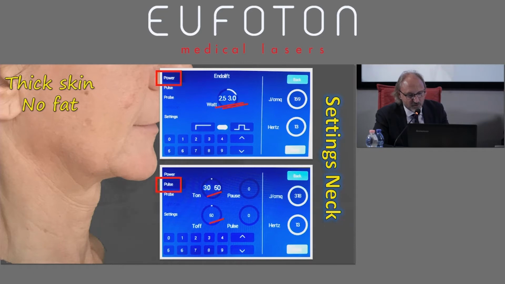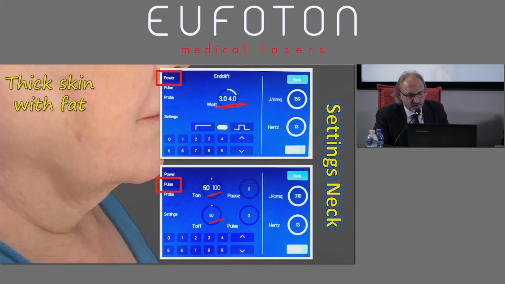And also more bulky tissues, up to 3 watts, up to 50 milliseconds. Then more demanding situations, thick skin and fat, and this time watts go up to 4 watts and T-on from 50 to 100 milliseconds.